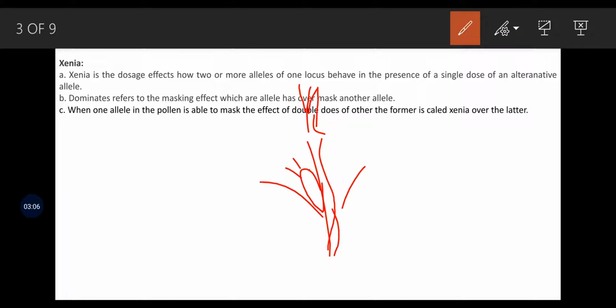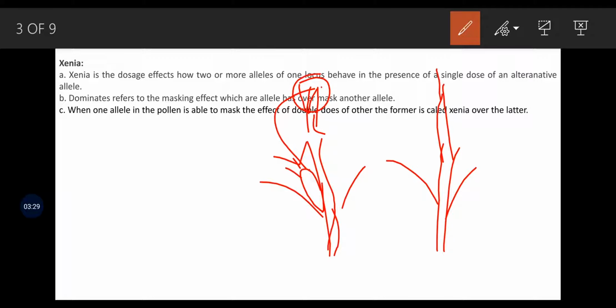Here, what will happen in maize? As you know, the positions of male and female flowers are entirely different, and this is a monoecious plant. When the pollen falls from here to here, it is a self fertilization, and if the pollen falls from the adjacent line, then it is a cross fertilization, or we may say production of hybrids. If it is from the sister plant, then it is called sibbing.